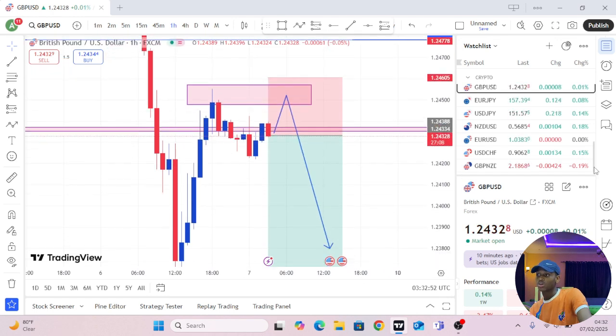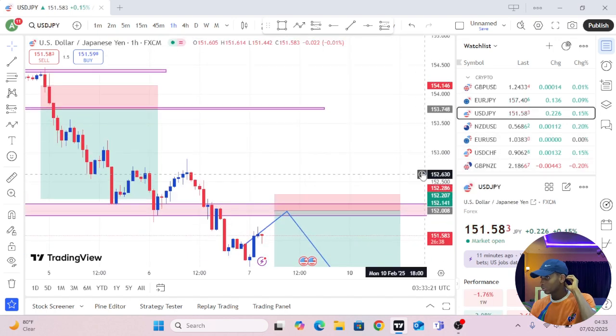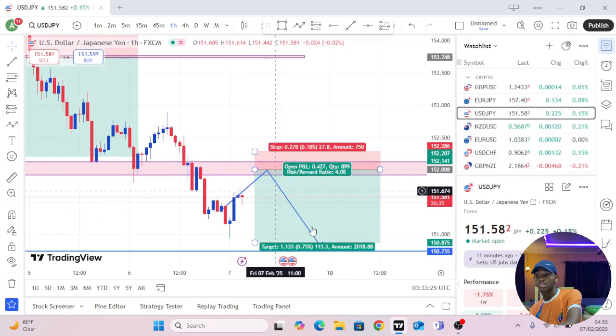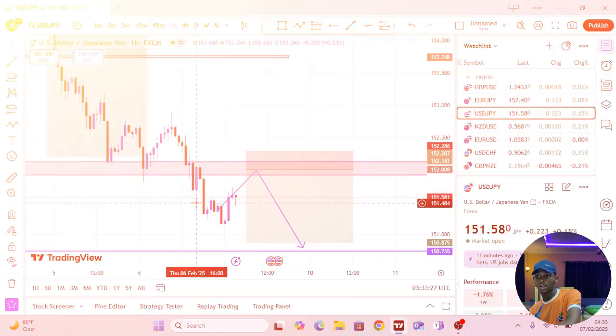Then my second option is USDJPY. I'm expecting it to come to this level. If it comes to this level, then I take USDJPY to the downside. So USDJPY and GBPUSD: if it happens, I take them. If they don't happen, I'm not going to take them.